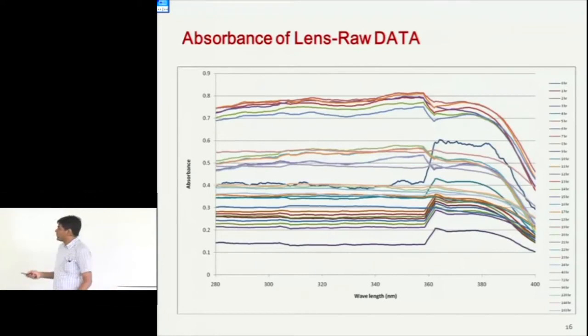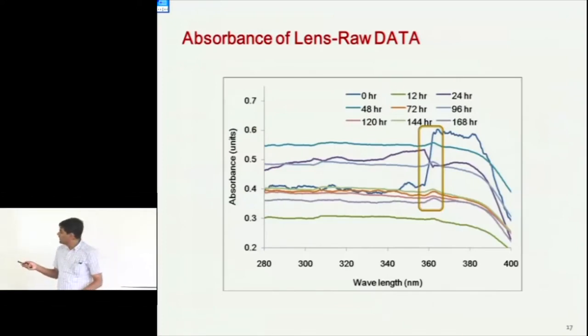This is absorption of lens. We minimize the time: the 0 hour, 12 hour, 42 hours. We have an absorption in the indicated area, but I don't know why the figures look like that. Maybe some error. I need to do more experiments.